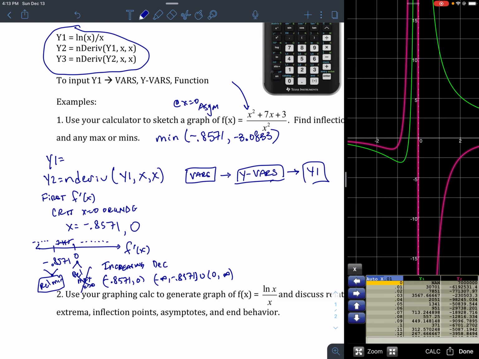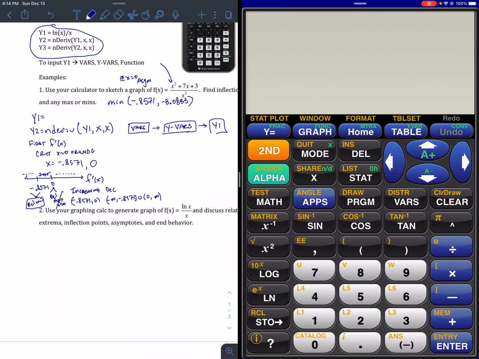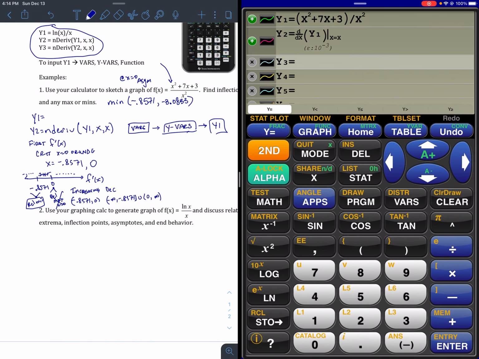We need the second derivative. So how are we going to do that? Well, we're going to use our calculator, and we're going to do the same exact process as before. So let me slide this over. I'm going to go to y equals, y2, or y3 now.